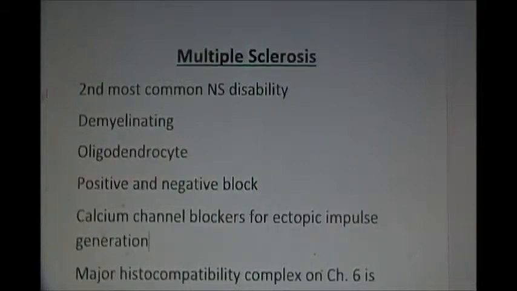Multiple sclerosis is the second most common cause of neurological disability. The most common cause of neurological disability is accidents or trauma. So amongst the diseases, it is the most common cause of neurological disabilities.